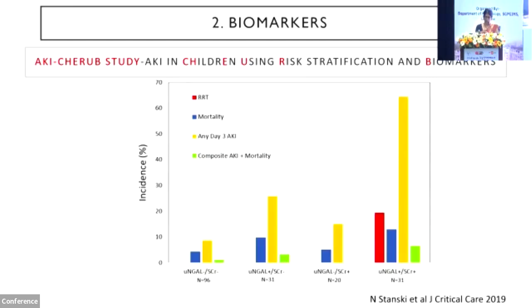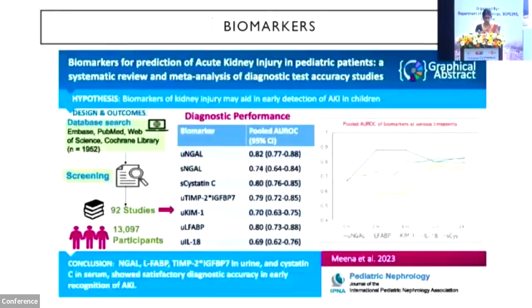appeared to be associated with worse outcomes of mortality and day 3 AKI compared to the group where the tubular injury biomarker was negative. A meta-analysis of 92 studies revealed urine NGAL, liver fatty acid binding protein, and TIMP2 in combination with IGFBP7, and cystatin C to have good diagnostic accuracy in recognizing early AKI. But these were mostly used in the setting of cardiac surgery or alongside the renal angina index.